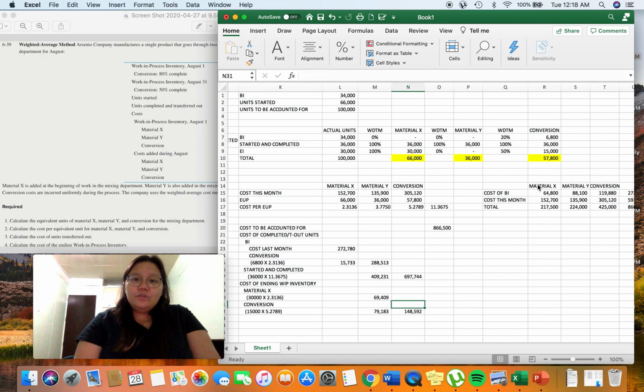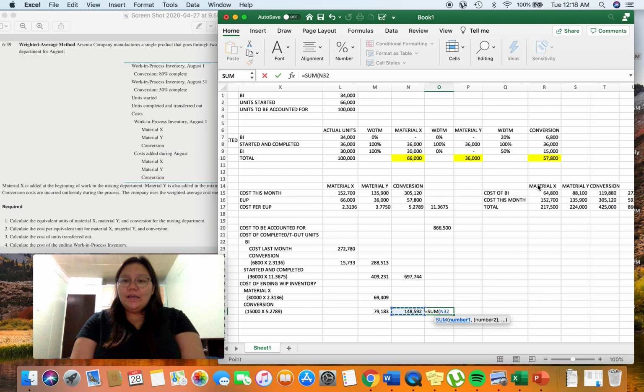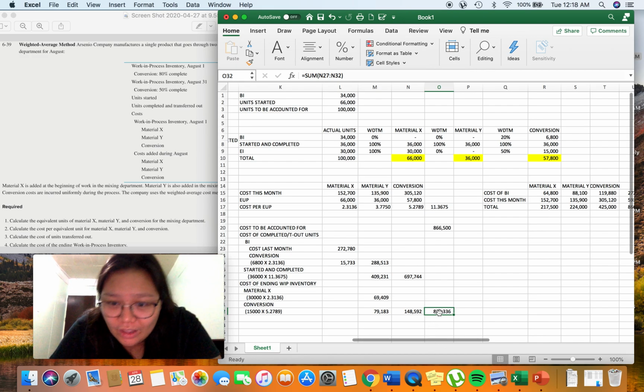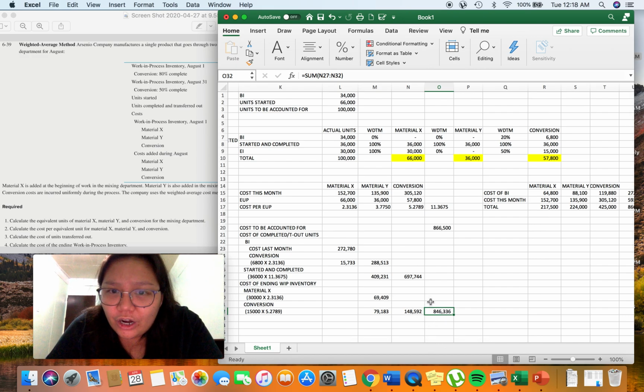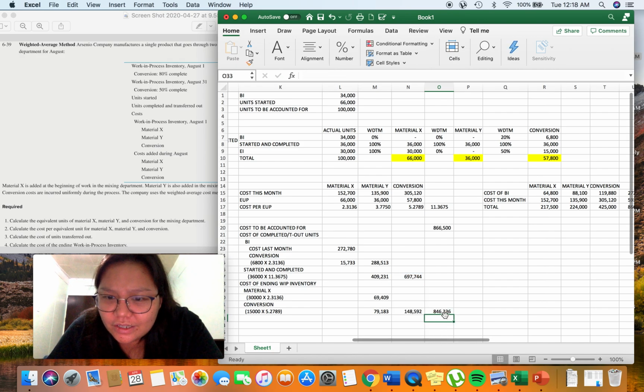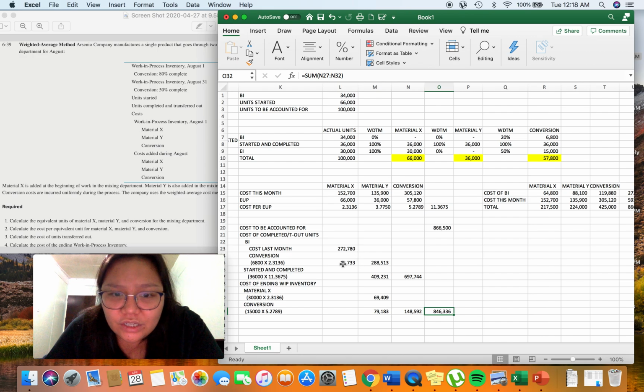148,592. Okay? So, ito na yung cost of completed natin. Ito na rin yung cost of ending work in process inventory natin. Tingnan natin kung papantay tayo dun sa total costs to be accounted for natin. So, the total, oops, may difference. Wait, saan nang galing to? So, the total cost to be accounted for is equal to 846,336. Bakit malaki ang diferensya ko? Saan nang galing ito? Okay, wait.